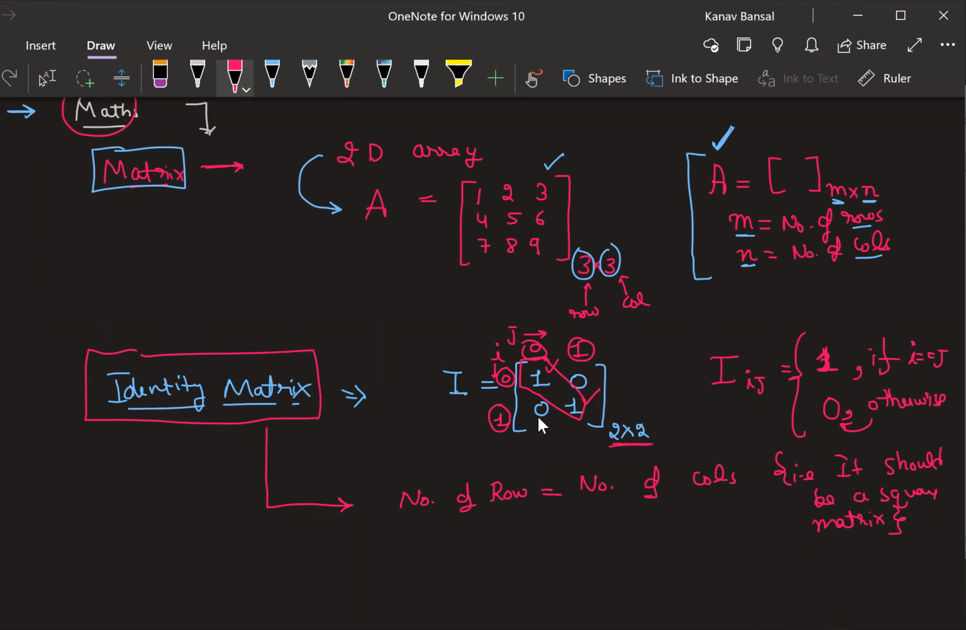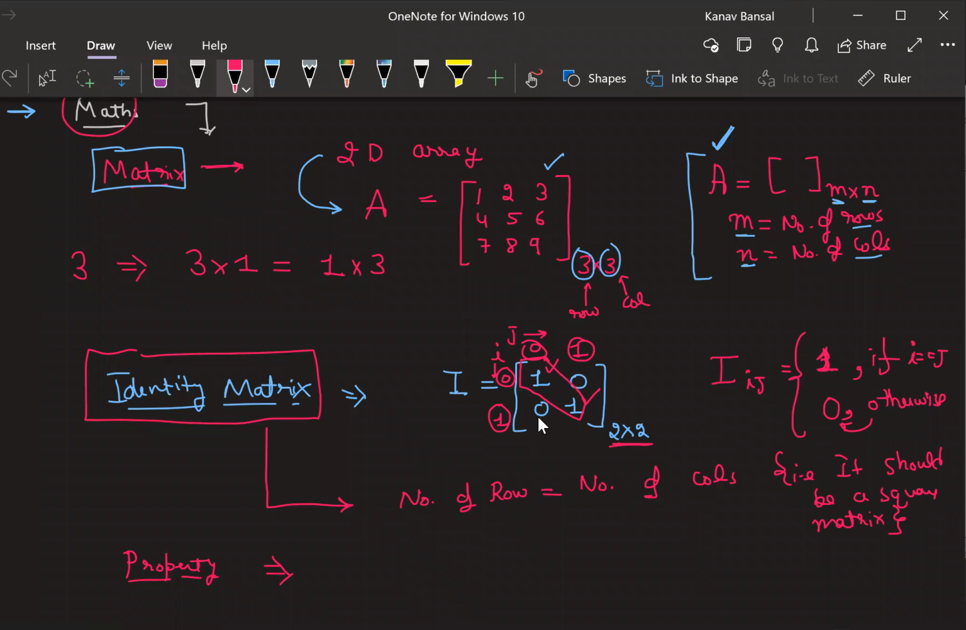And there is one major property of identity matrix, which is something like this. Do you know in mathematics, if you have 3, can I write 3 is equal to 3 cross 1? Can I write this thing? If I do 3 into 1, it is going to be equal to 3 itself. Can I also write 1 into 3 equal to 3? So in order to make something like this, we have the identity matrix in mathematics.